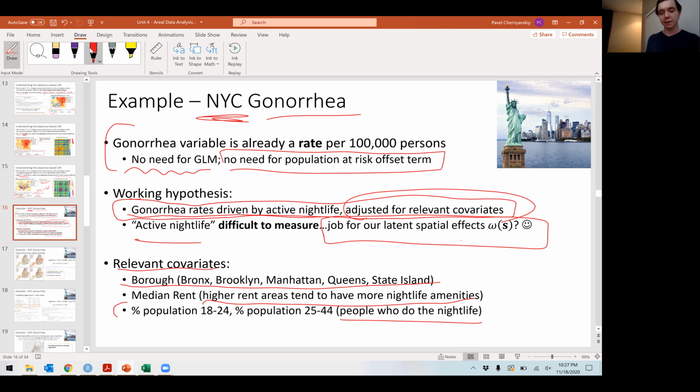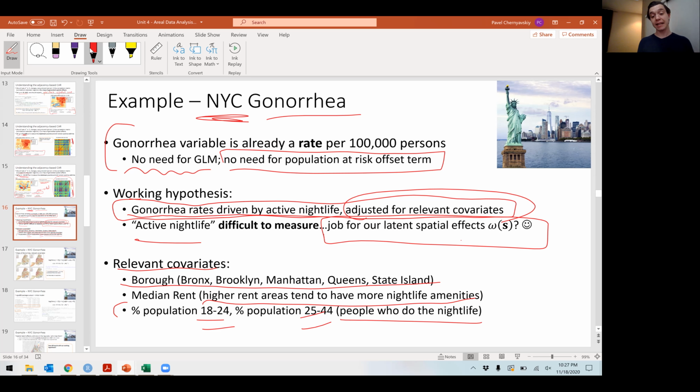When I first wrote this, I stopped at 18 to 24. That's most of you guys. But that doesn't include me. And I like to think that I'm still a person who does the nightlife. So I was like, yeah, let's go ahead and add the next group in there. That goes up to 44. You guys go. That's right. We've got to be partying at 44.